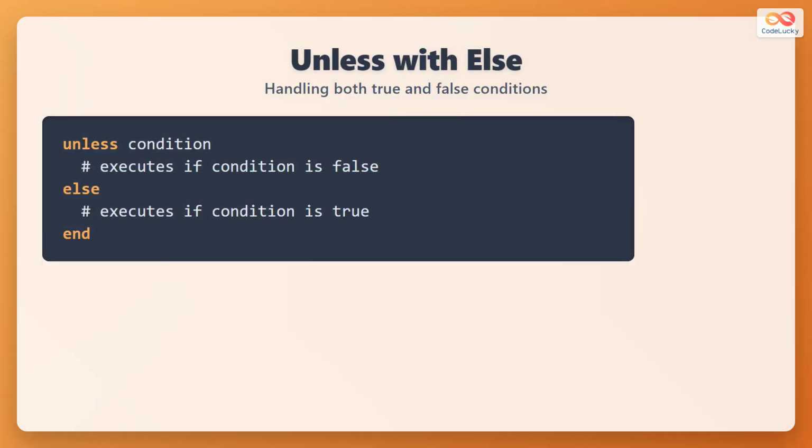Unless works with else just like if statements. The unless block runs when condition is false. The else block runs when condition is true. This handles both possibilities clearly.